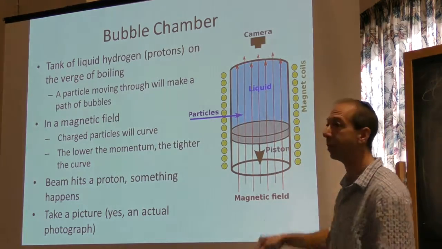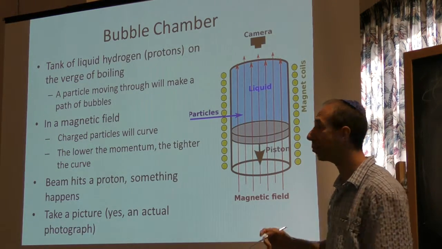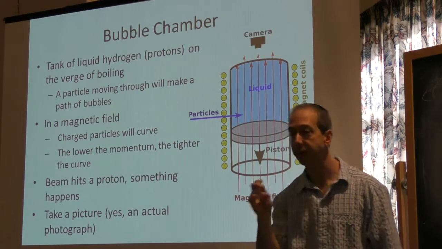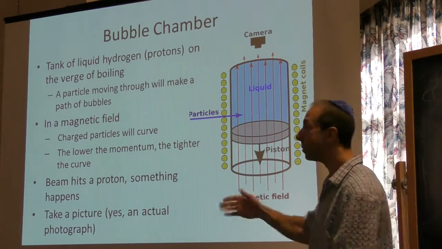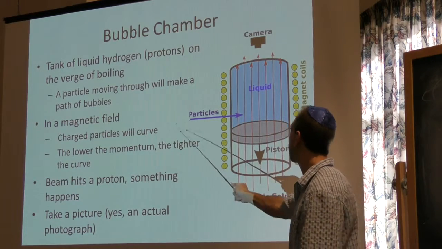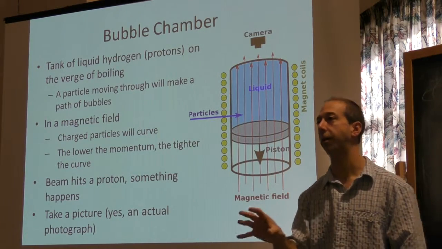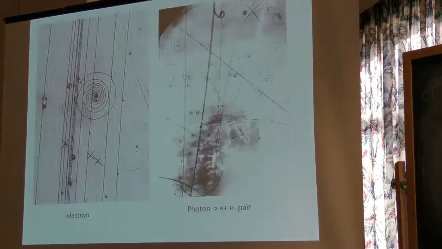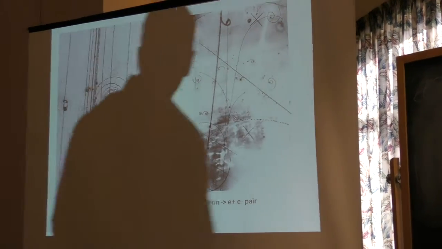I've got a camera here with a big flash on it. If I'm getting more sophisticated, I put them from different angles because this is a 3D picture. And I take a snapshot. I time the beam. I pulse the beam that comes in, and every time a beam pulses, I take a photograph. And that's my experiment. That's my detector. And it looks like this.